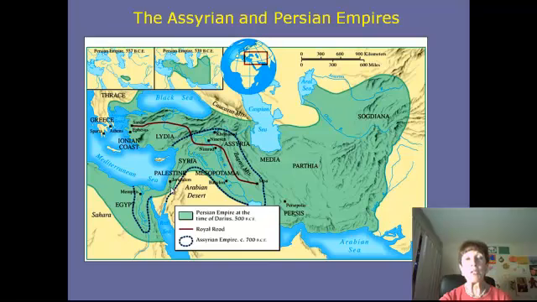Eventually the Persians took over, and the Persians were much nicer to the Jews. In fact, the Jews had been exiled. They had been taken to Babylon, and the Persian king Cyrus allowed them to come back. They came back to their land, and they lived there after that. Of course, they went to Egypt for a while.